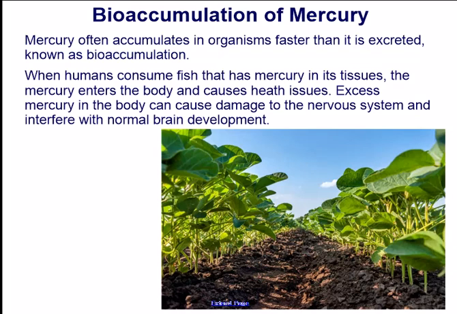Bioaccumulation of mercury. Mercury often accumulates in organisms faster than it is excreted, known as bioaccumulation. When humans consume a fish that has mercury in its tissues, the mercury enters the body and causes health issues. Excess mercury in the body can cause damage to the nervous system and interfere with normal brain development.